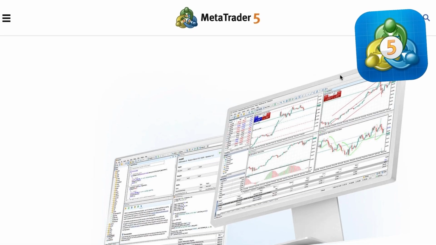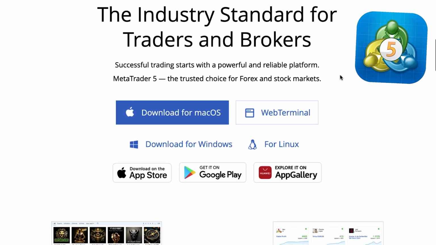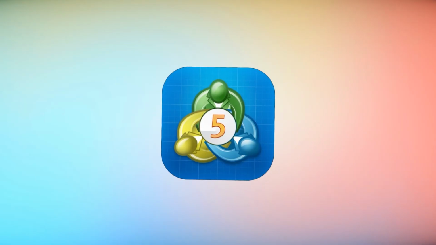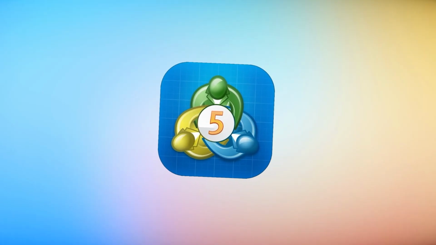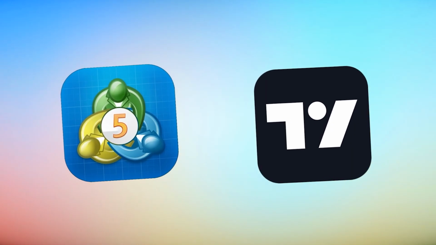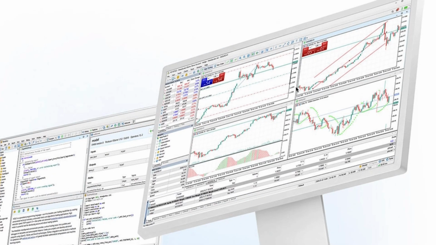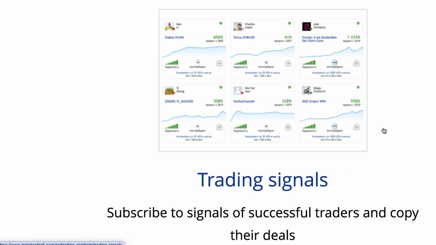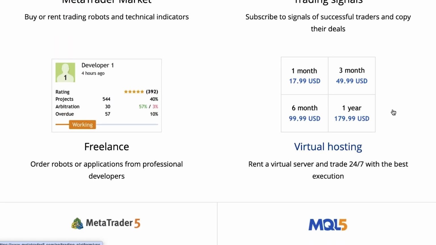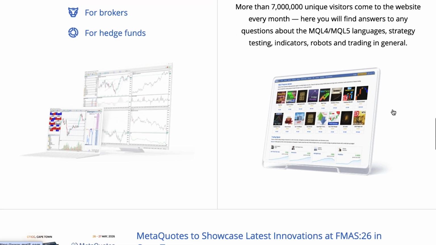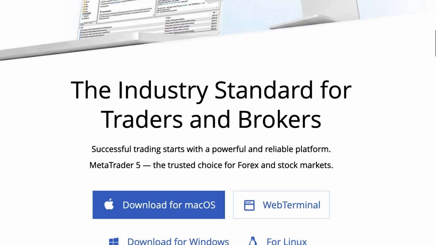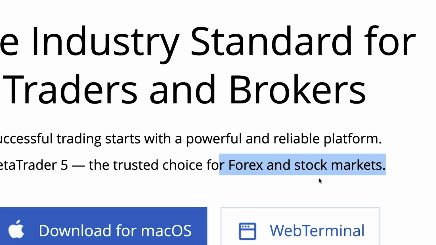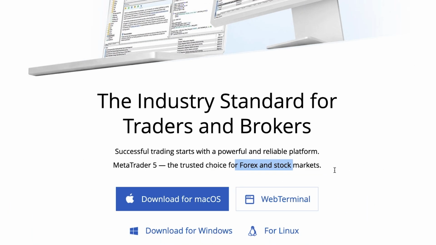Now, what is MetaTrader 5, also known as MT5? In many ways, MT5 is similar to TradingView because you can also use it to analyze charts and prices. You can use automated trading bots or signals, and it's a trading platform mainly used for short-term trading. For example, many forex and stock traders like to connect MT5 and execute their trades on this platform.